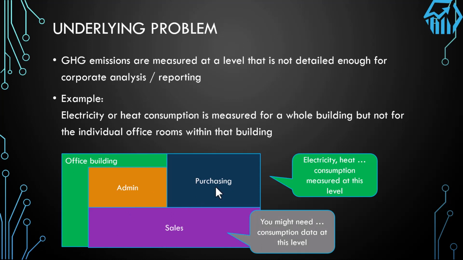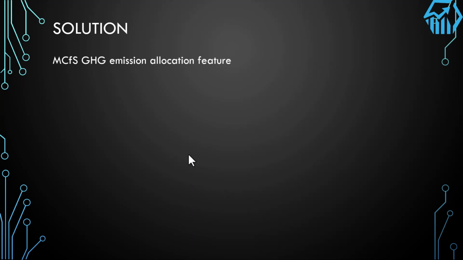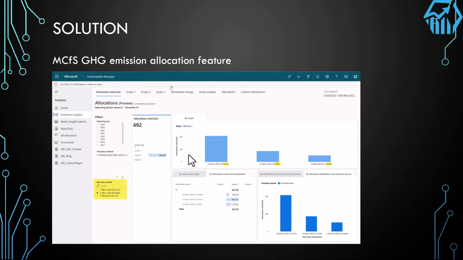And of course you don't have individual measurement devices that measure only the heat for purchasing or sales, but you have it only for the whole building. And then the question is, how can you calculate the emissions by department and so on? So the solution is, in the Microsoft Sustainability Manager, we have a new allocation feature. That's the result. Here we see different allocations that I run.